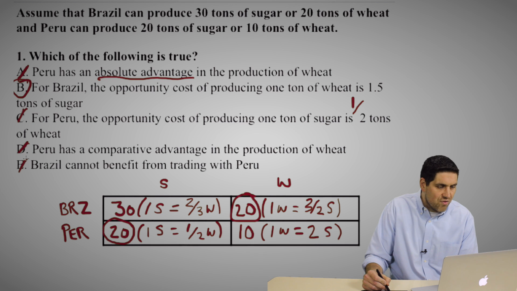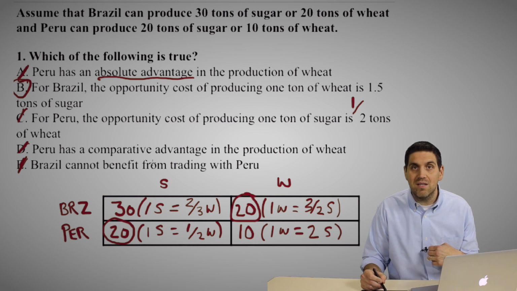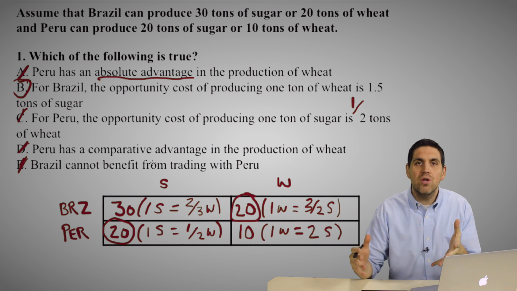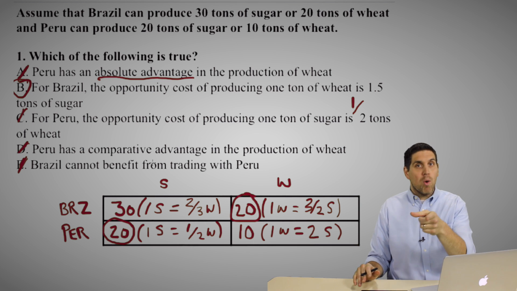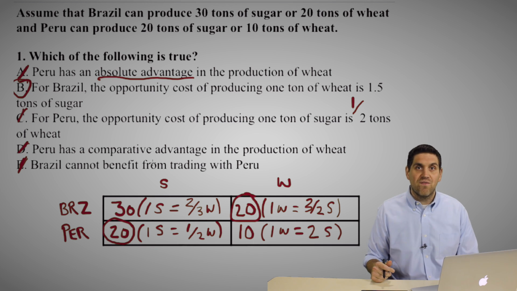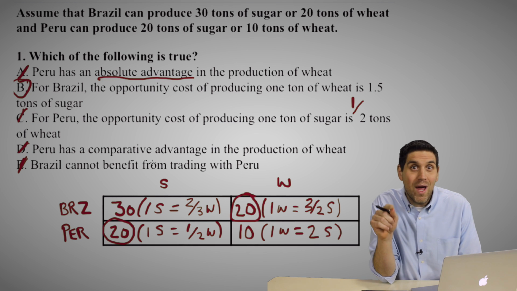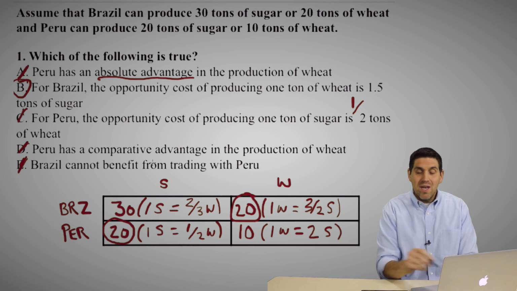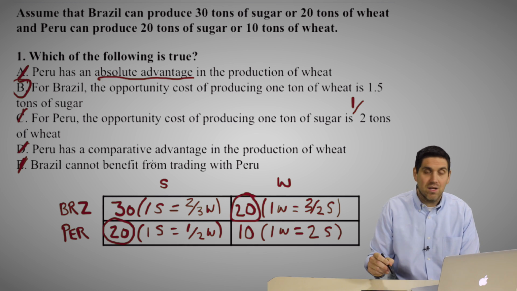And Brazil cannot benefit through trading. Yes, they actually can benefit through trading because if you have a lower opportunity cost than I do, then we can both benefit. That's how you do these questions. If you need more help and you need more practice, go to the summary review video and it's going to explain those concepts even further. And it's also going to give you something called the quick and dirty. If you haven't seen this yet, you didn't have to do any of these calculations to get that comparative advantage.